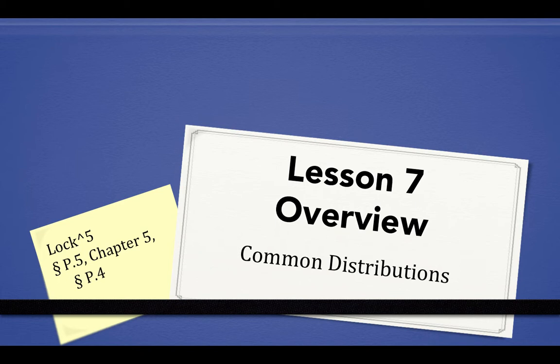This week you'll be learning about common distributions. The normal distribution and the binomial distribution are the two that we're going to cover this week. In terms of your reading in the Lock 5 textbook, I recommend working through them in this order. Section P.5, Chapter 5, and finally Section P.4. This matches the order that the content is introduced in the online notes and also the order of the questions in your Wiley Plus homework.